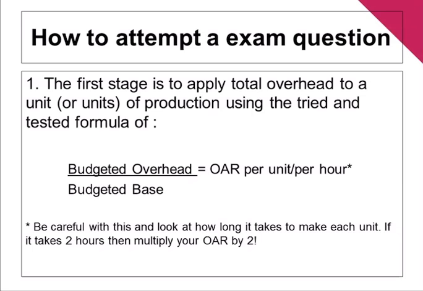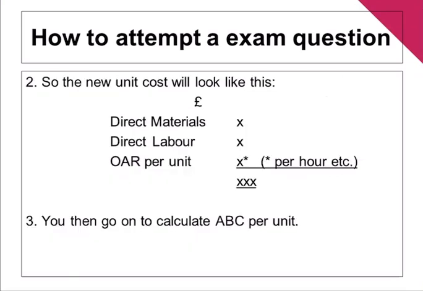You do budgeted overhead divided by budgeted base, and just be careful with your OAR, whether it's per unit or per hour. If it's per hour, then it's going to fluctuate in relation to how long it takes to make that product, whereas if it's just a flat unit rate, then you just apply that OAR to each unit. So exactly like what we did last week, direct materials plus direct labour plus your overhead absorption rate will give you a cost per product.